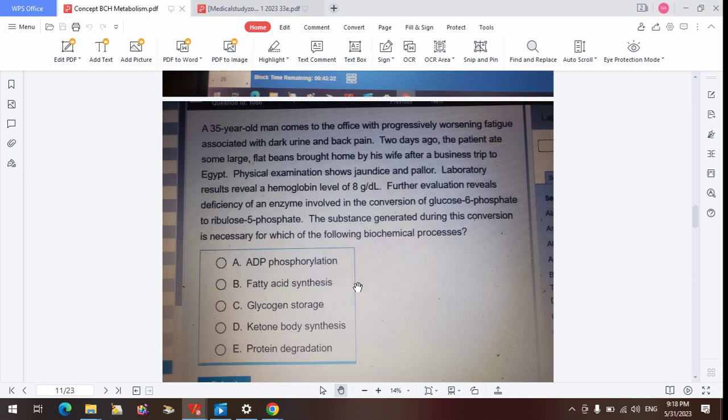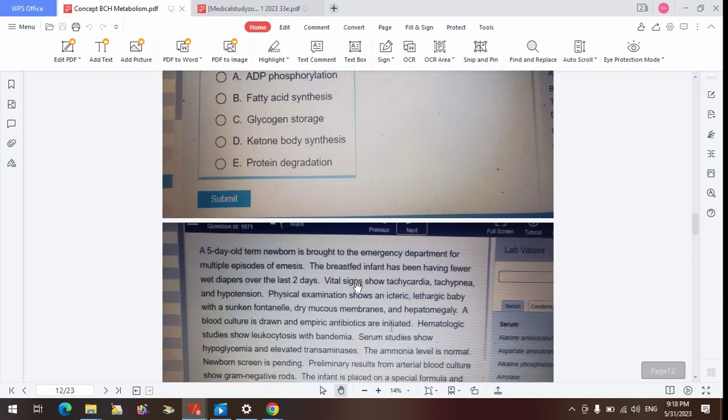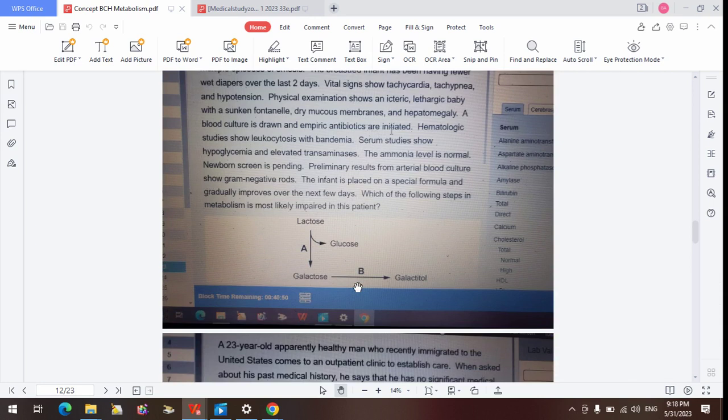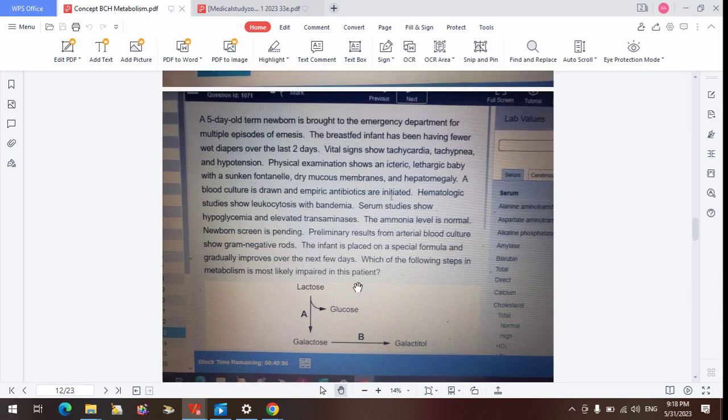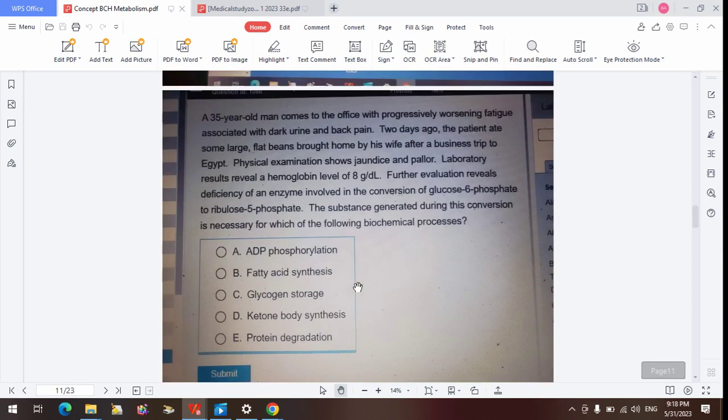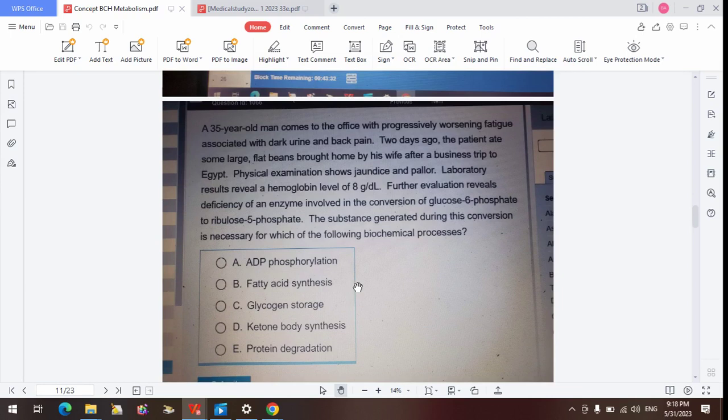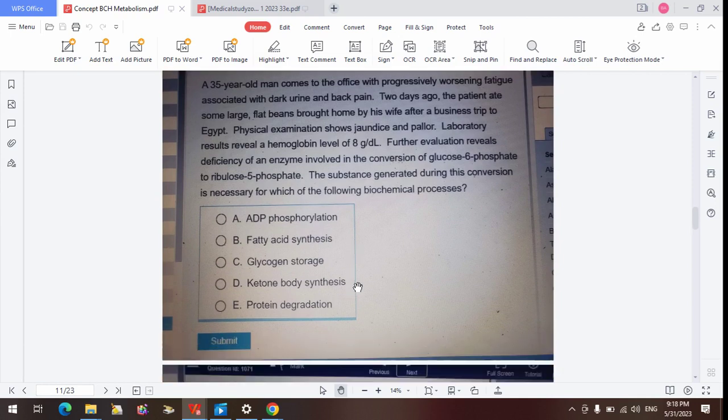So with what we have said, what is the best answer to pick here, Dr. Precious? B. Fatty acid synthesis. That is it. Okay. That's what I said. B. Can you hear me? Yes, you are correct. You are correct. So this guy is having G6PD deficiency. You can see dark urine, back pain, fatigue, pallor, jaundice. G6PD deficiency.